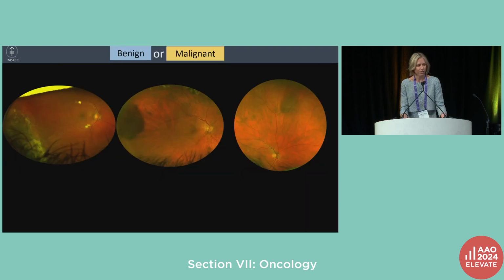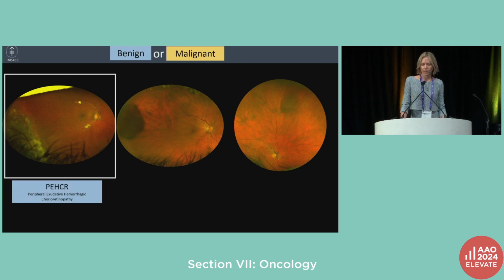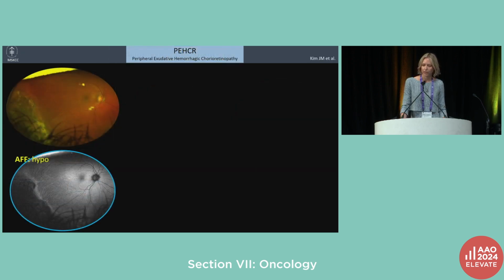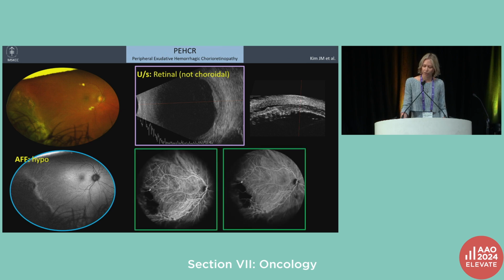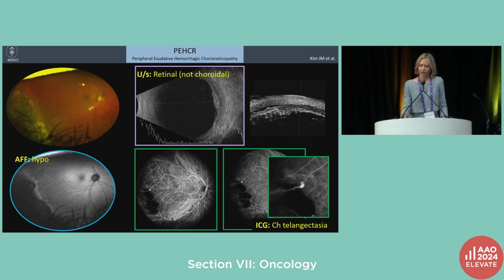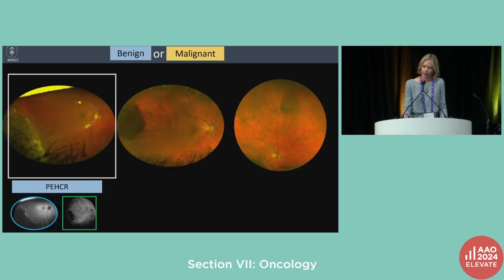What about these 3 more peripheral lesions? Let's start with this first one. This is peripheral exudative hemorrhagic chorioretinopathy, also known as eccentric disciform. It is largely hypofluorescent. On ultrasound, we can see that it's mainly in the retina and spares the choroid, again, not involving the ciliary body. And on ICG, we can see it's hypo, and there is a choroidal telangiectasia, which is almost polypoidal.